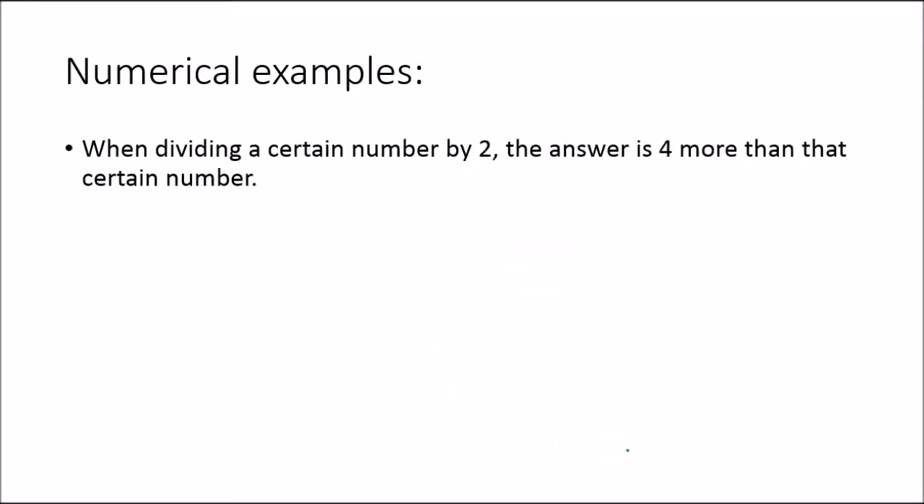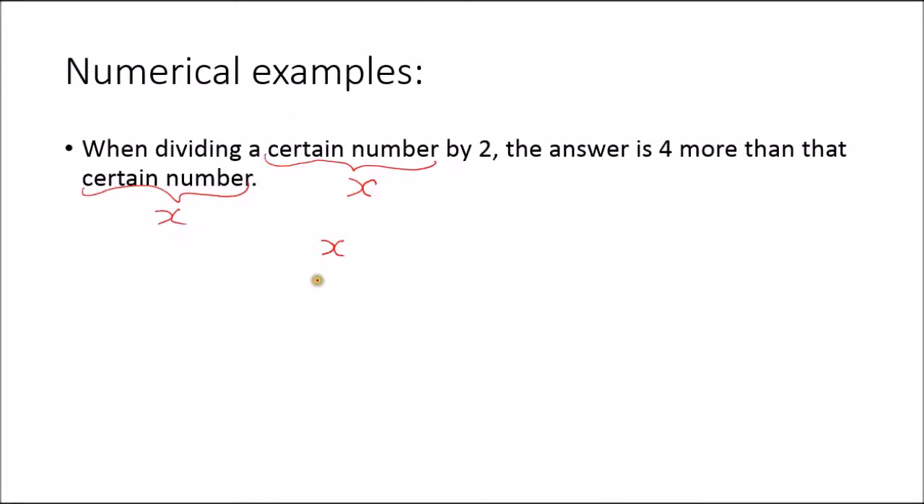When dividing a certain number by 2, the answer is 4 more than that certain number. Now this is an interesting one because we're talking about this certain number, which is going to be x. We're actually talking about it twice. So we may end up with a situation where we have more than one x in our equation, but you've looked at examples where this is possible.